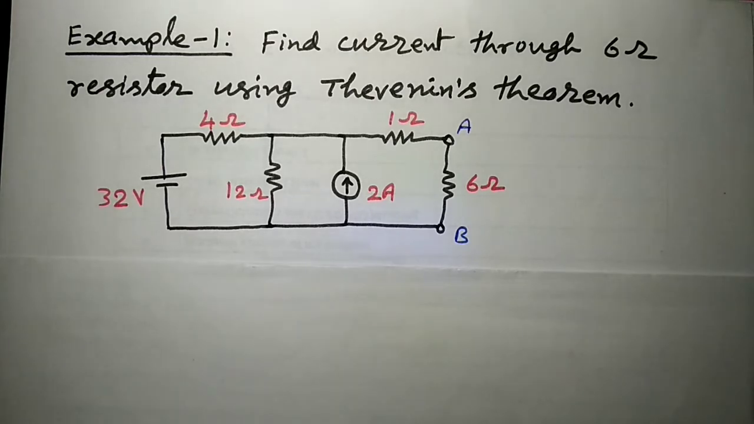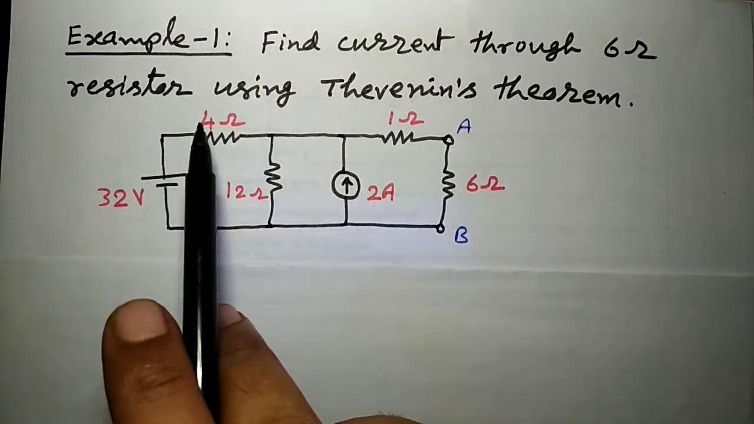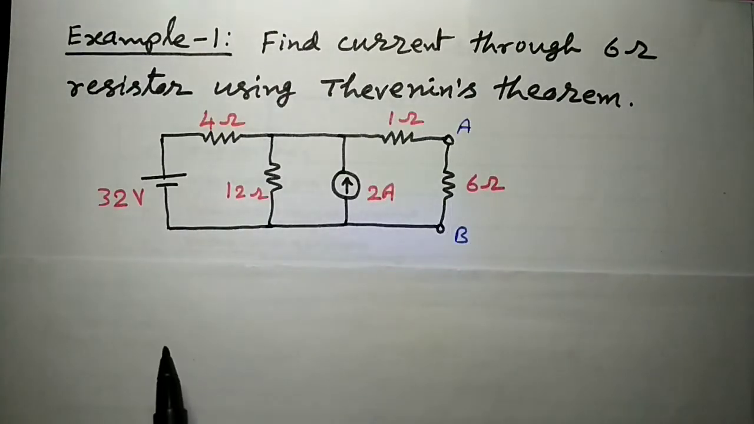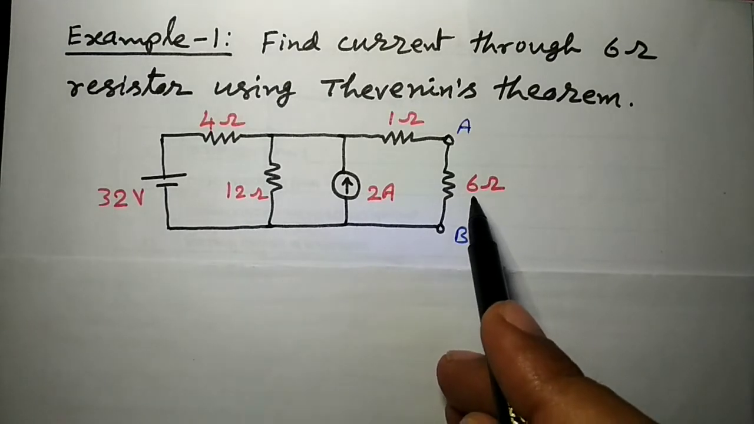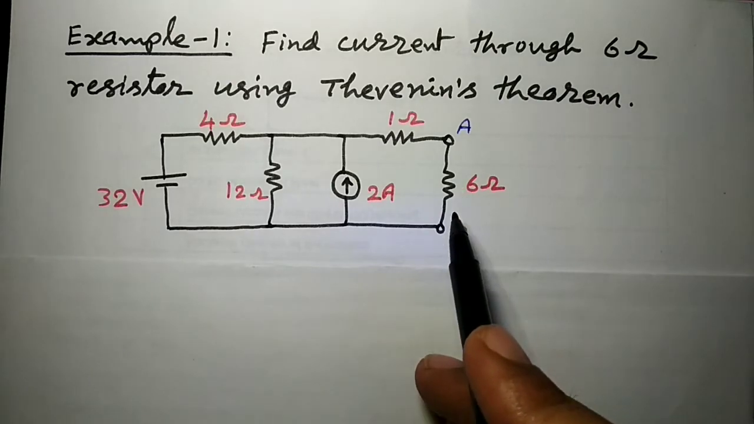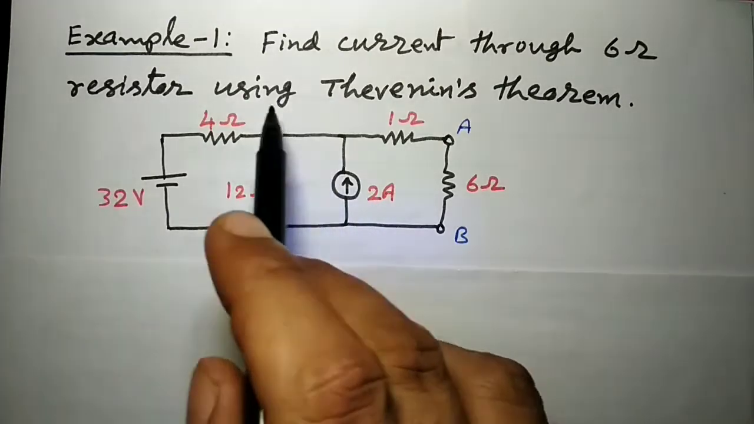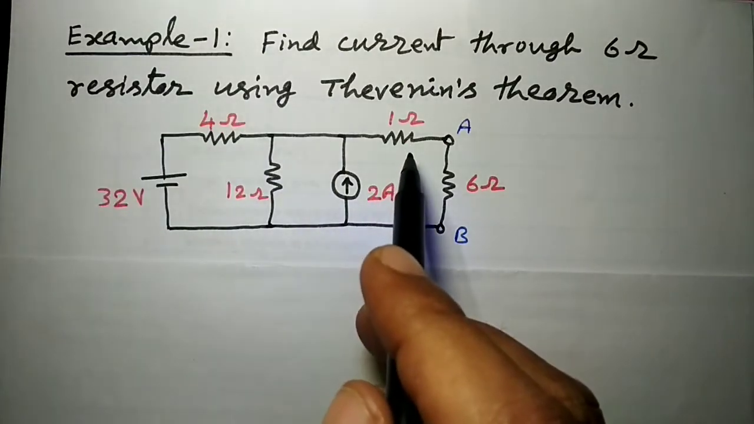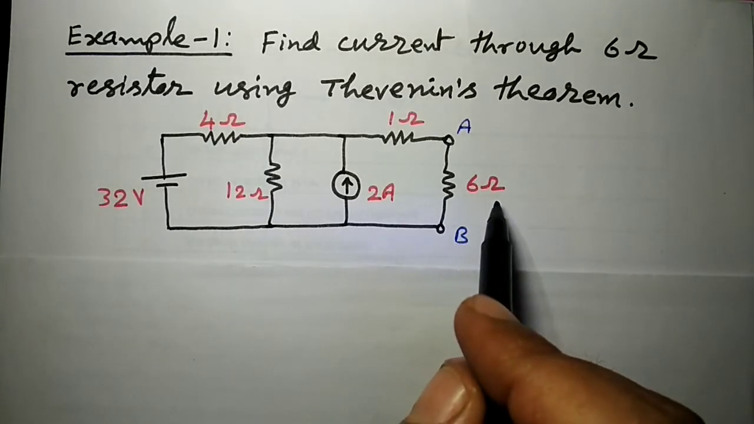Let's see some examples on Thevenin theorem. So in the first example, find the current through 6 ohm resistor using Thevenin's theorem. In the given circuit, 6 ohm resistor is considered as a load resistance and we have to find the current through this resistance. So first of all, we have to convert the circuit to a Thevenin equivalent circuit except the load resistance, that is 6 ohms.